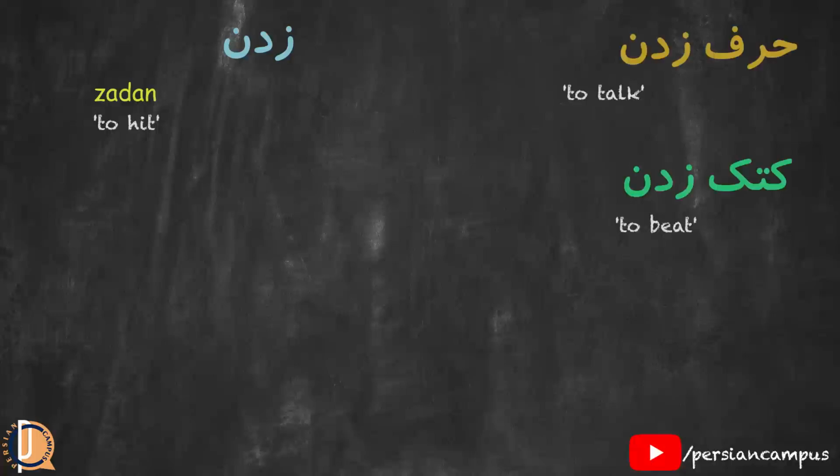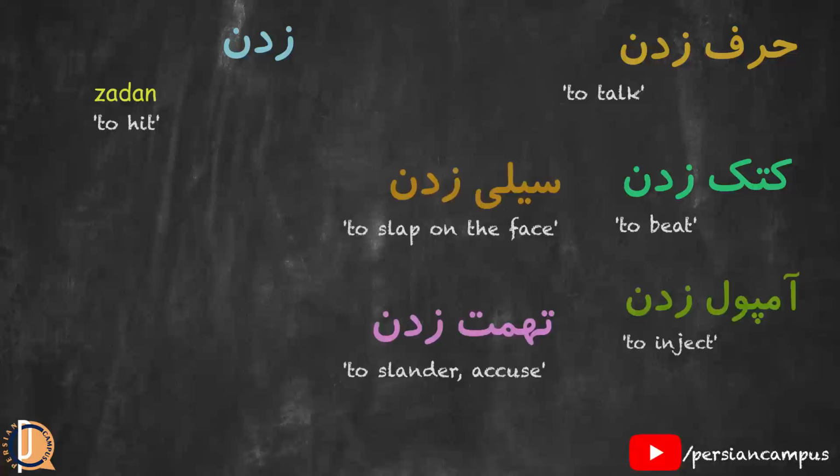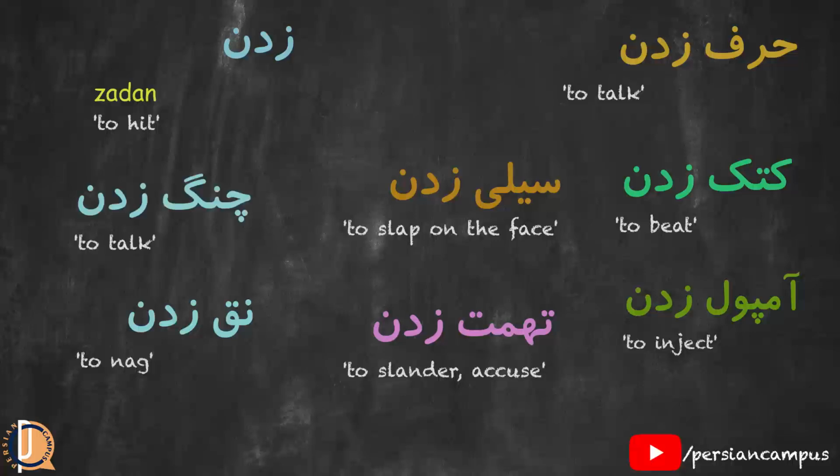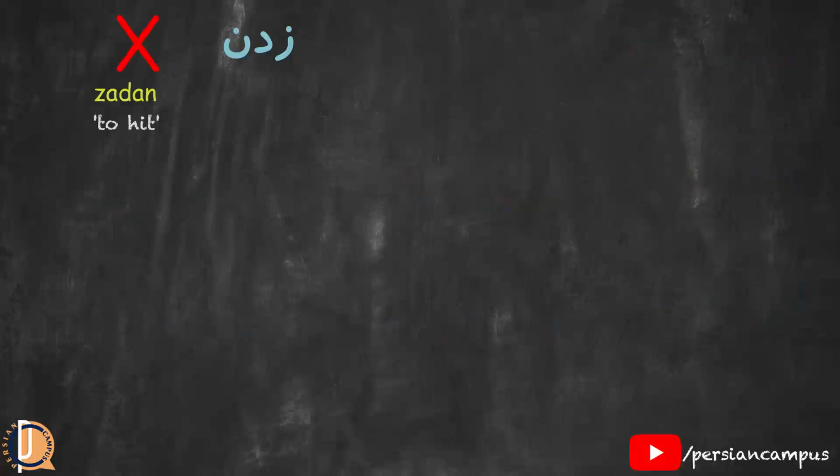Let's conjugate another common verb which is used in making compound verbs. That is زدن. Again, if you learn how to conjugate it, you would be able to conjugate hundreds of compound verbs such as حرف زدن، کتک زدن، آمپول زدن، سیلی زدن، تهمت زدن، چنگ زدن، نق زدن، لاف زدن، قدم زدن, and more. So we remove ـن, the infinitive marker, then add past affix.